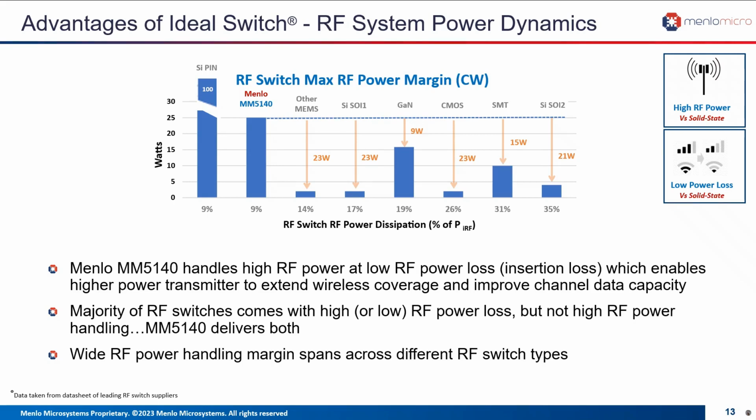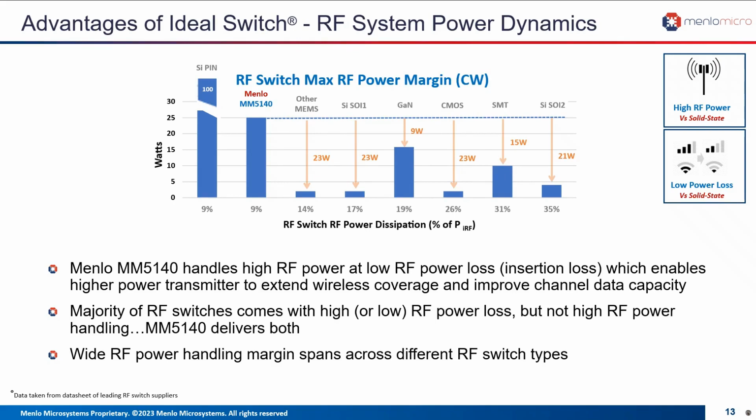And one key point here is the insertion loss is shown on the horizontal axis. So the RF switch insertion loss shown there translates into the amount of input power to the switch that's lost due to RF power dissipation from the insertion loss. You can see some of the switch technologies with higher insertion loss show a great amount of input power dissipation going into the switch. For the Menlo MEM5140, at less than 1 dB, around 9% of the RF input power is lost through dissipation.